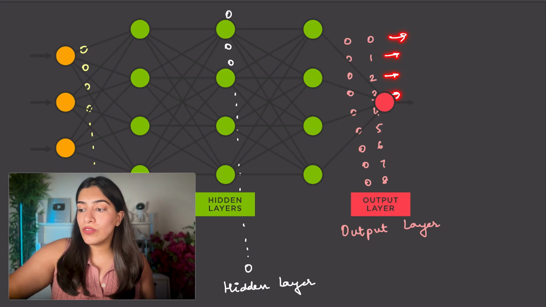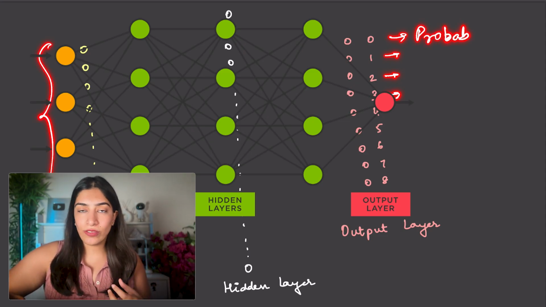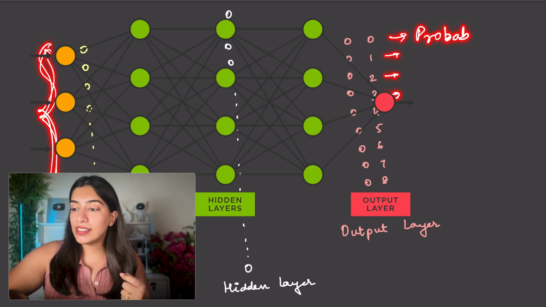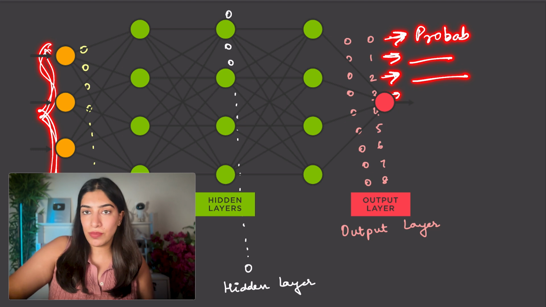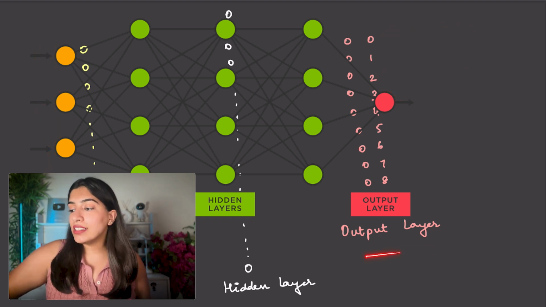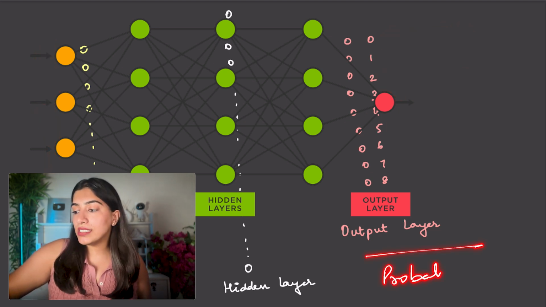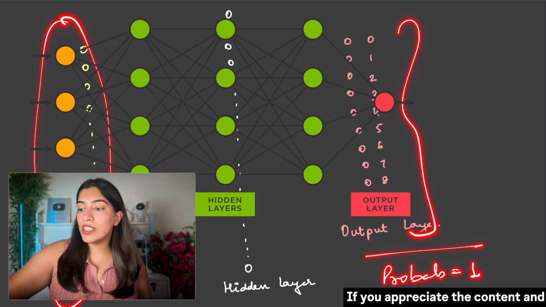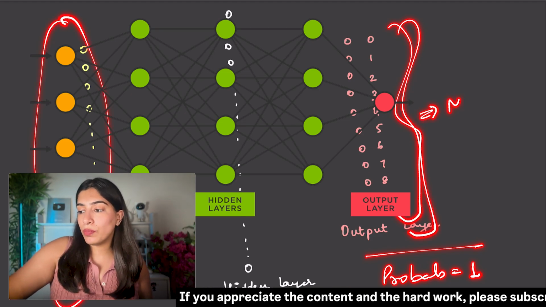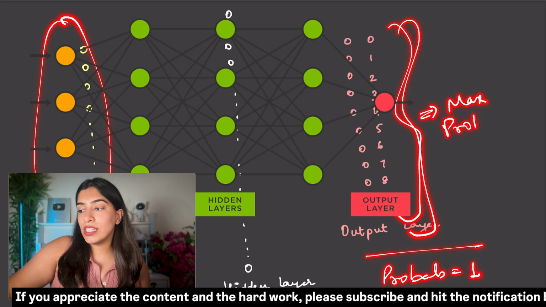Because we have 10 output possibilities, we have 10 neurons in the output layer, and every neuron is going to give you an output which is the probability for the image that was sent: what is the probability that this image is 0, what is the probability that this image is 1, what is the probability that the image is 2, and so on. And the sum of all the probabilities is going to be 1. So what is going to be your answer corresponding to the input? Whichever digit has the maximum probability is going to be the answer.